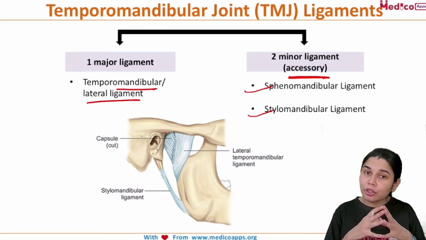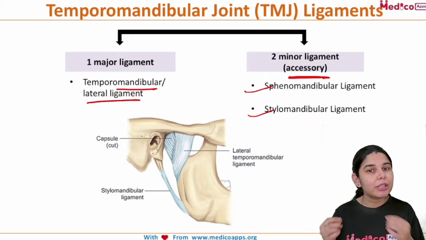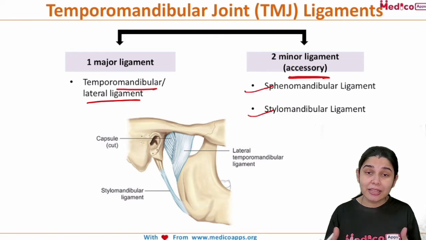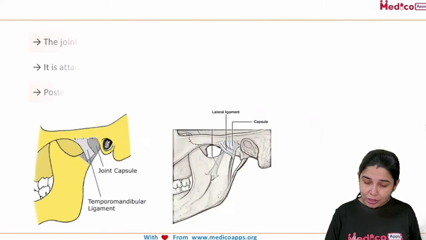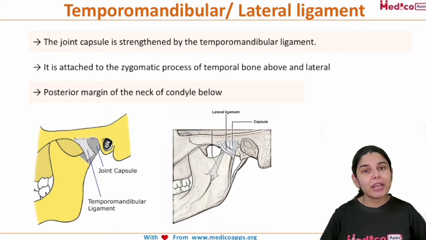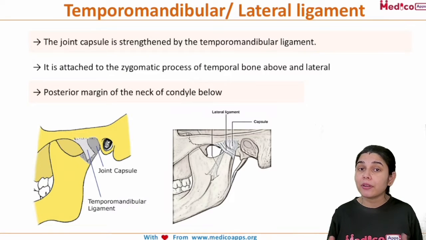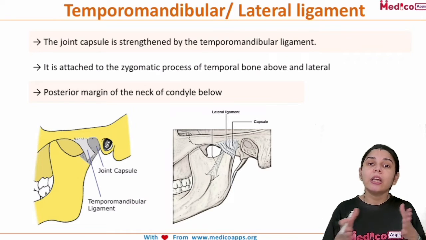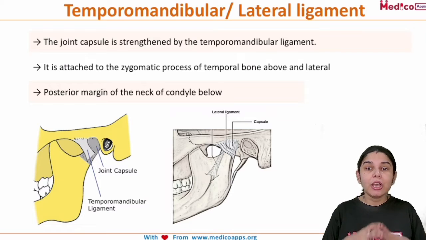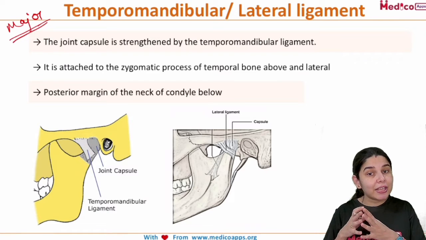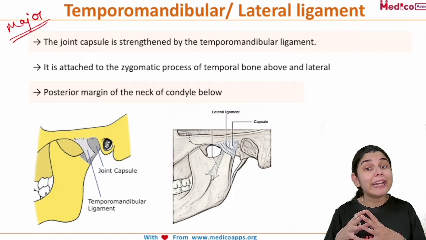But I want you to know a little bit about the TMJ ligaments, because this can be asked in the examination, as I have already told you. So let's quickly see what exactly these three ligaments are doing, and what the fourth option was. You should know about that fourth option so that you can eliminate it from your question. The first one is the major ligament, the temporomandibular or lateral ligament.